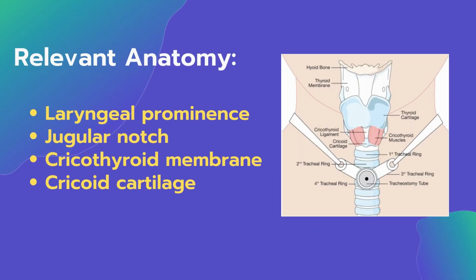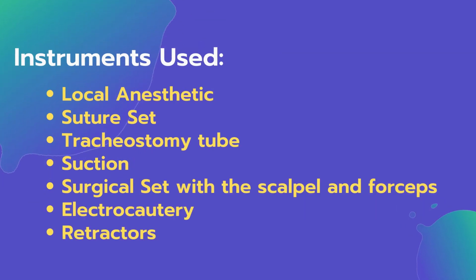For the relevant anatomy, important landmarks include the laryngeal prominence, the jugular notch, the cricothyroid membrane, and the cricoid cartilage. Instruments used: local anesthetic, suture set, tracheostomy tube, suction, surgical set with a scalpel and forceps, electrocautery, and retractors.